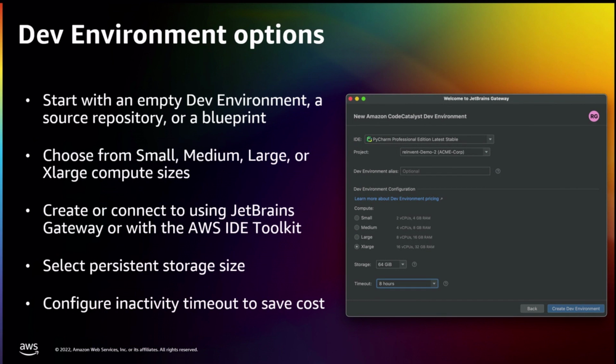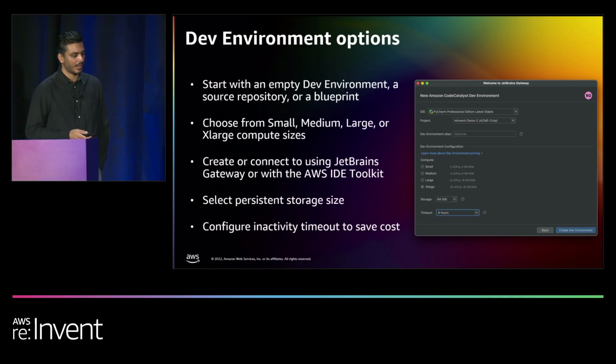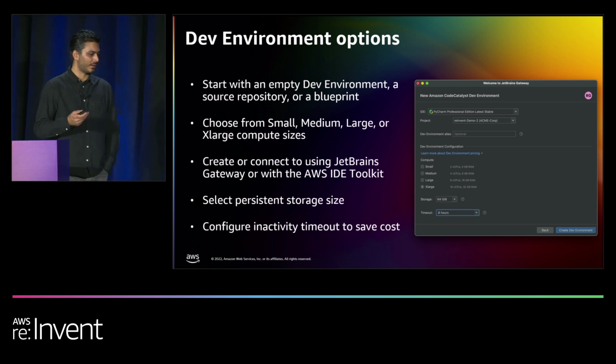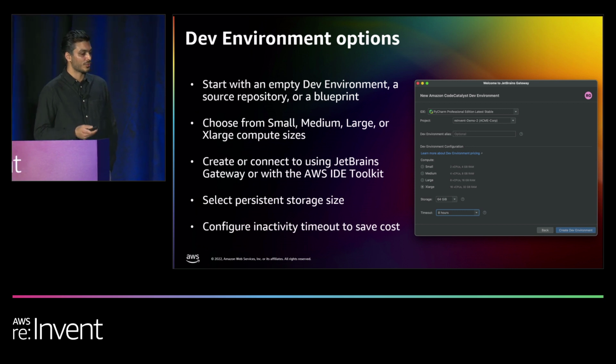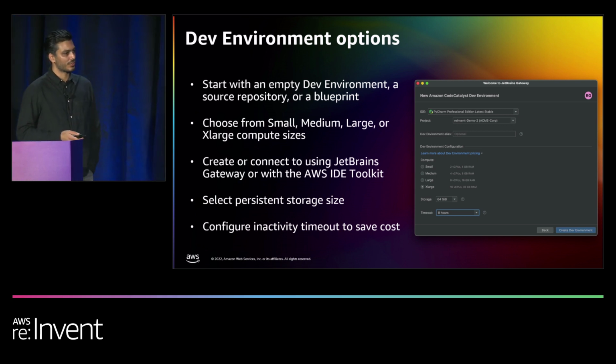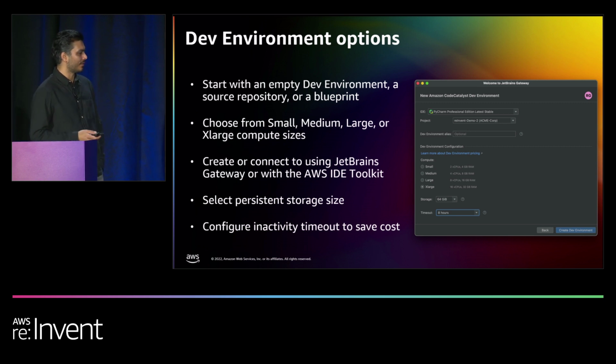Now, there are various options available for dev environments. You can start with an empty repository, you can start from a blueprint, or you can create an empty dev environment. You can also choose from various machine sizes: small, medium, large, or X-large. In this case, it's 2 cores, 4 cores, 8, and 16 cores. You also have persistent storage configurations, which are available in 16, 32, and 64 gigs. You can also configure timeouts to save costs. These timeouts can be configured for up to 8 hours, and they start from 15 minutes.